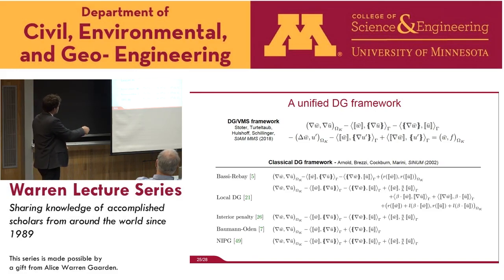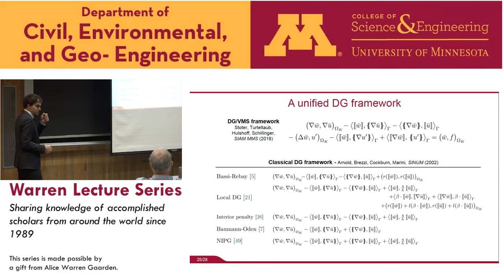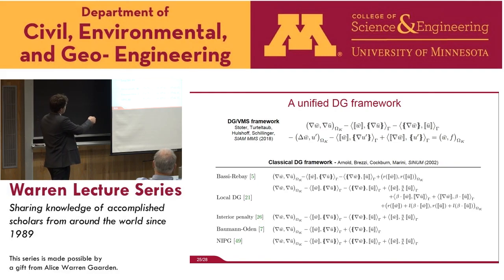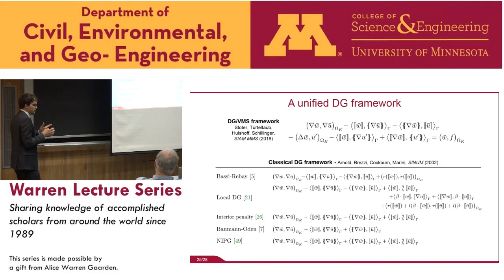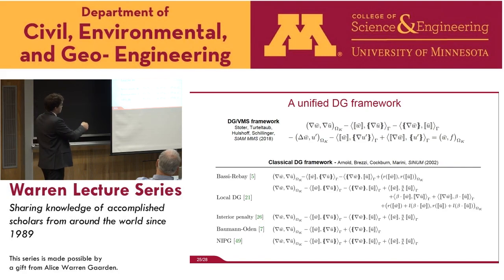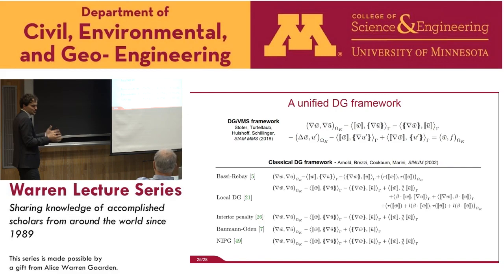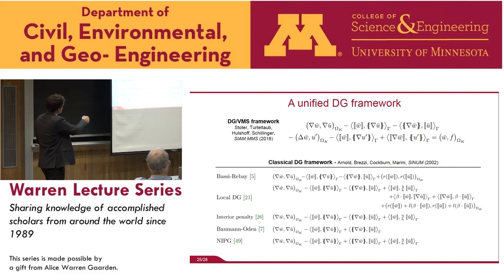It contains all of these cases here as special cases, and they can be re-derived by choosing certain closure models for our fine scale. But in addition to this, depending on how we choose these closure models, we can also arrive at completely new, not known discontinuous Galerkin methods by using this general framework.